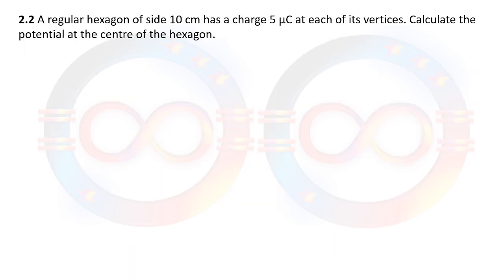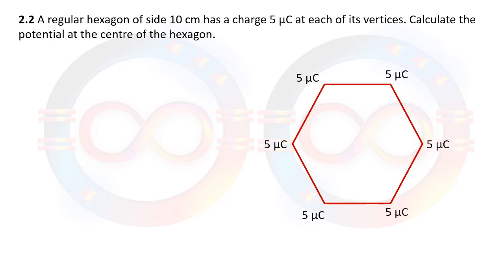Question number 2 is saying that there is a regular hexagon of side 10 centimeter that has a charge 5 microcoulomb at each of its vertices. Calculate the potential at the center of the hexagon. This is the regular hexagon, and on each vertex there is a charge kept 5 microcoulomb. If you know that the distance from the center to any of the vertices of the regular hexagon is nothing but equal to its side, because we can take 6 equilateral triangles having each equal in side, and then we are going to arrange in the way you can see in the diagram, it would form a regular hexagon.